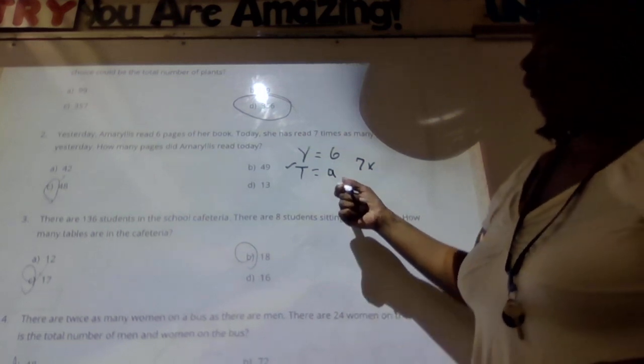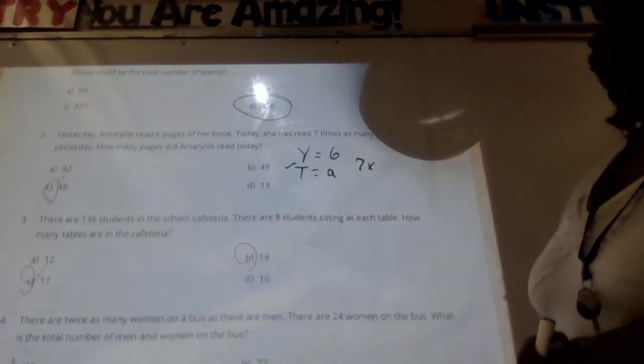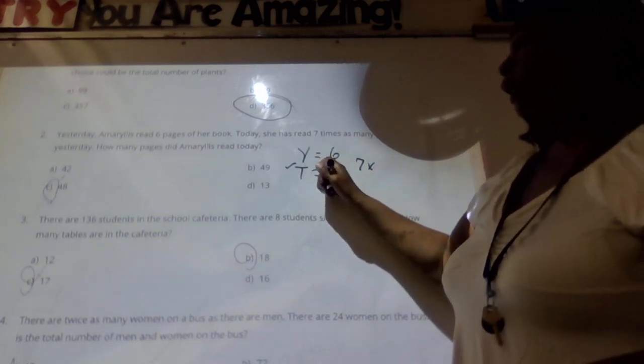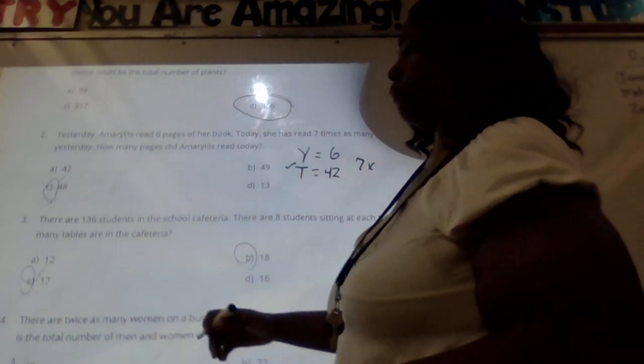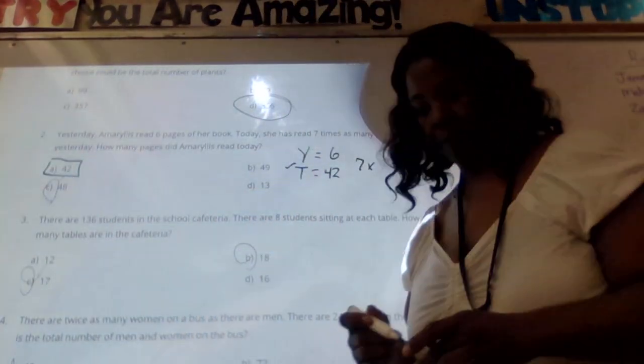So we're going to put our variable. That's the unknown. Okay? Now we're ready to solve. We know that today's answer is going to be bigger than yesterday. And it's 6 times 7. So we are going to multiply that. And that is our 42. And so the answer for this one is 42. Okay?